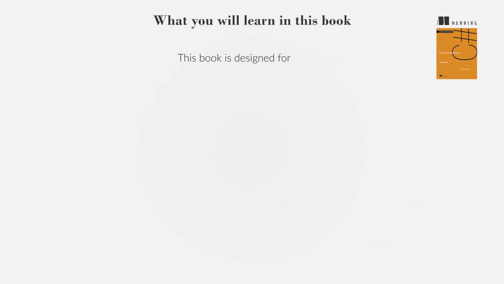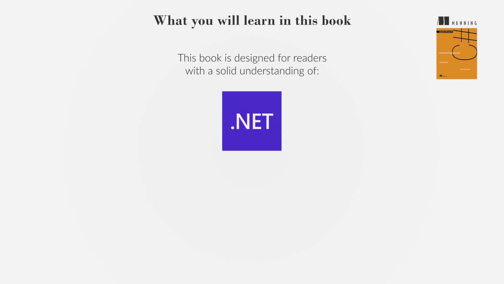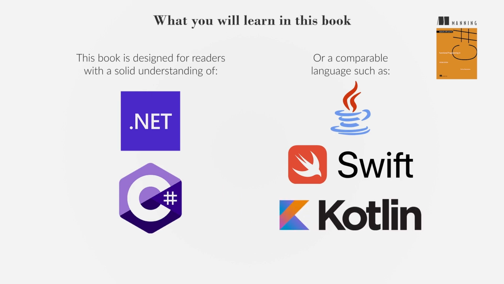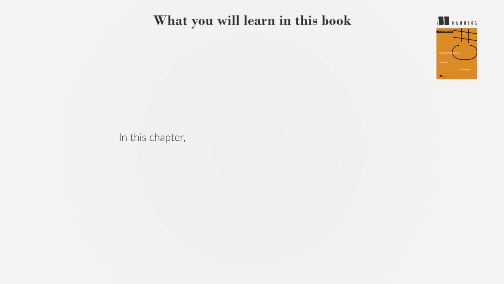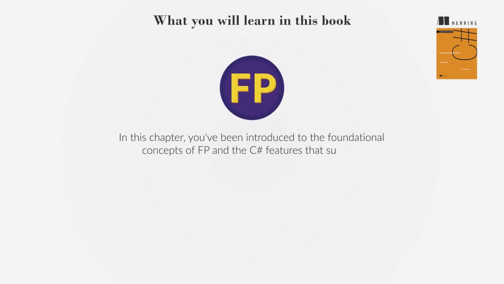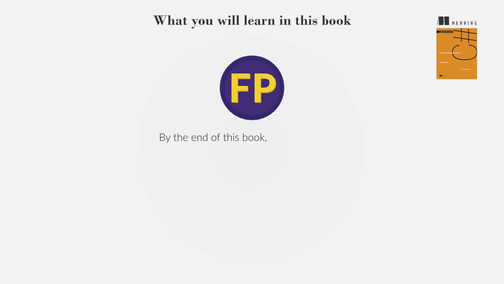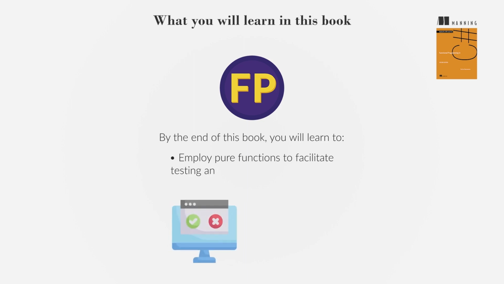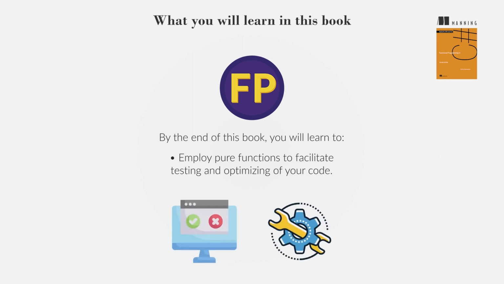This book is designed for readers with a solid understanding of .NET and C#, or a comparable language such as Java, Swift, or Kotlin, but does not require prior knowledge of FP. In this chapter, you've been introduced to the foundational concepts of FP and the C# features that support programming in a functional style. By the end of this book, you will learn to use higher-order functions to streamline your code and minimize duplication. Employ pure functions to facilitate testing and optimizing your code.